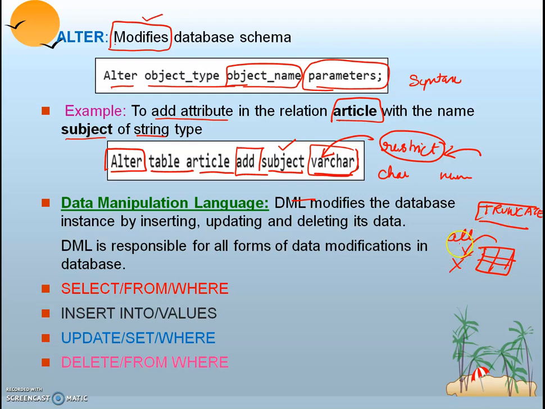Okay, for this we go for truncate. So next one is comment. You know what the comment is going to do? Comment is used for adding the comment in the data dictionary, that is for description purpose.